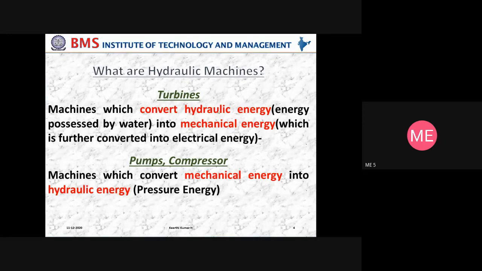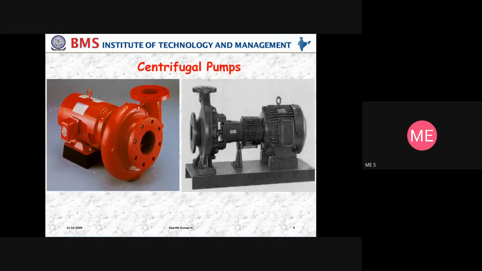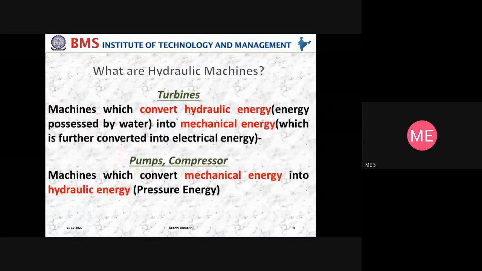In that, again, there are two classifications. One is turbine, or instead of turbine, you can call it power generating machines. Sorry, power generating machines and power absorbing machines. What do the power generating machines do? A machine which converts hydraulic energy, another way it is called the energy possessed by the water, into mechanical energy. So these are all called power generating machines.